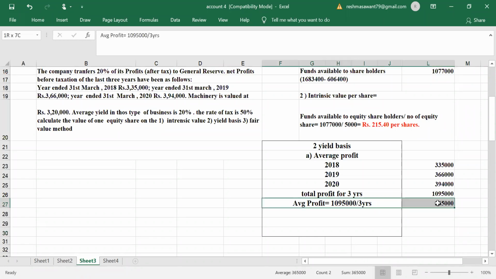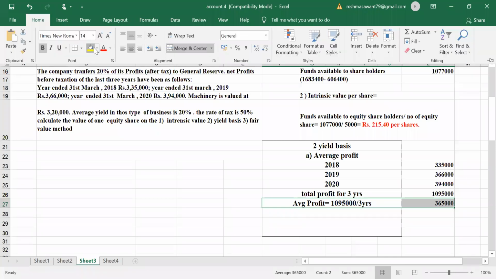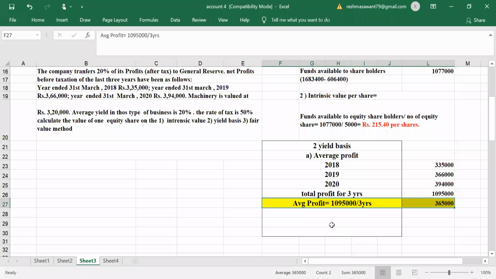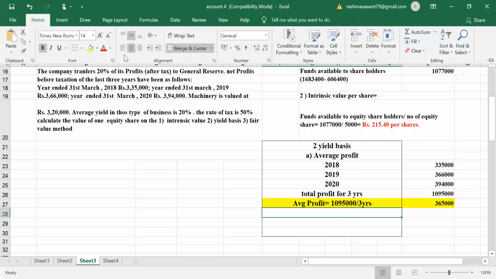How do we calculate this? 3,65,000 is your average profit. You calculate it with the formula: first add all the years' profits to find the total profit for the given years, then divide by the number of years. Now we use this average profit of 3,65,000 for the next point. The heading mentions: transferred to.